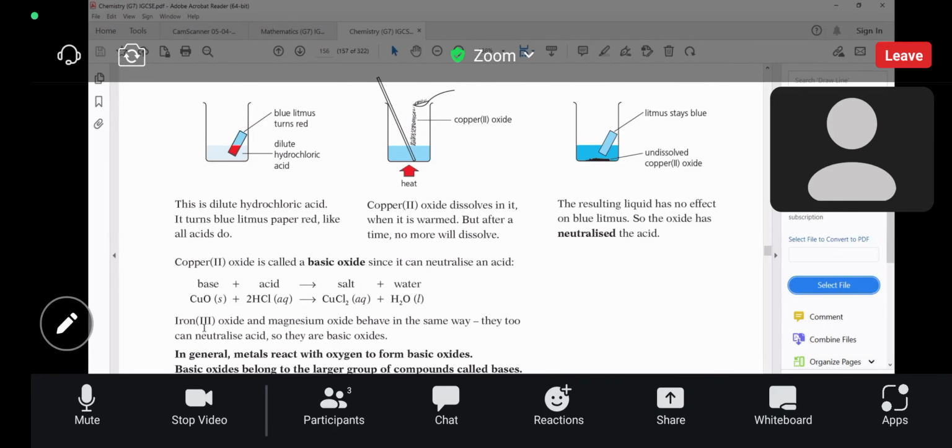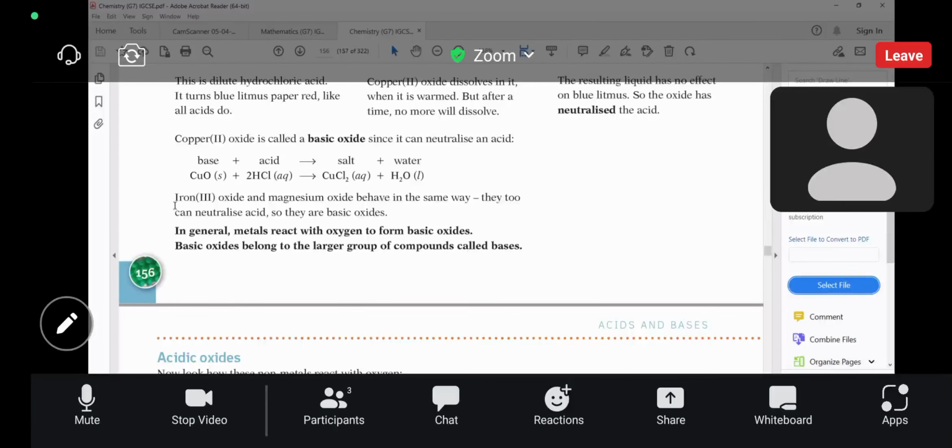You can read further. Iron 3 oxide and magnesium oxide behave in the same way. They too can neutralize acid, so they are basic oxides. This can be written for magnesium oxide and iron oxide as well.